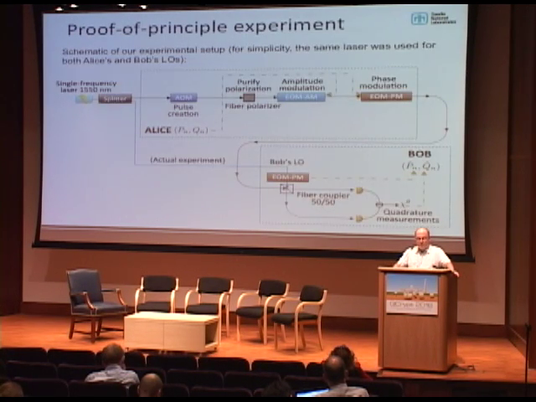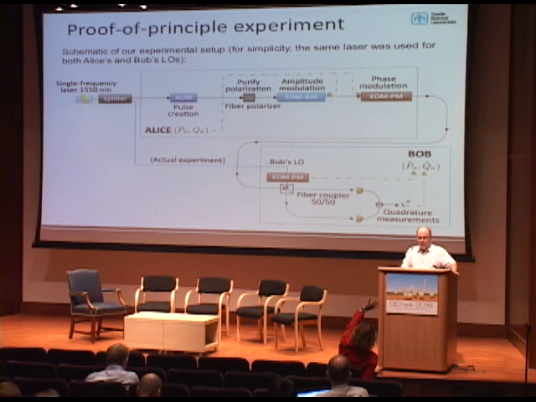Some of us are experimentalists, not me personally, and they did a proof of principle experiment to demonstrate that this approach would work. It was a pretty simple experiment, actually tabletop with almost zero transmission distance, and for simplicity the same laser was used for both Alice and Bob, which is a little bit of cheating, but we just wanted to see how it would work before we go to the chip.